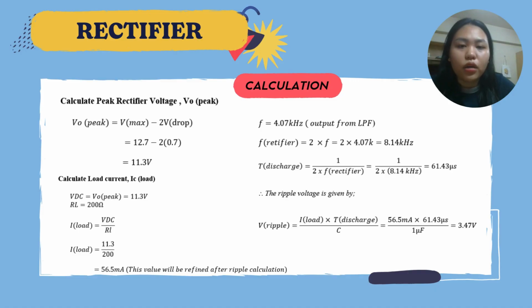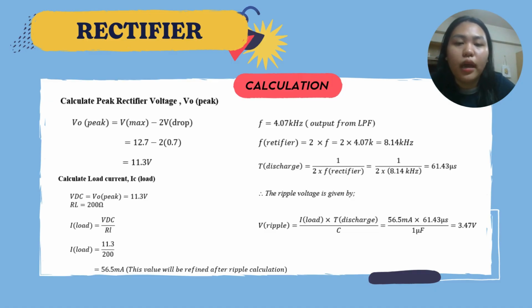Then we calculate the load current using Ohm's law, which is I load equals VO divided by RL. We insert the values 11.3V divided by 200 ohm. We got the value 56.5 milliampere. 11.3V is the DC output after rectification. 200 ohm is the load resistance. This current will be used for the ripple calculation next.